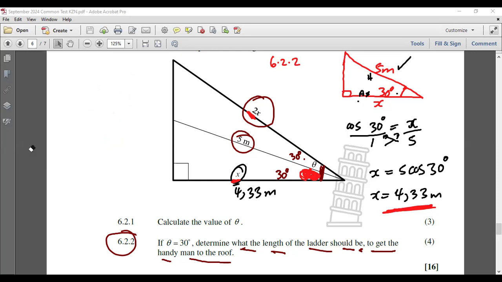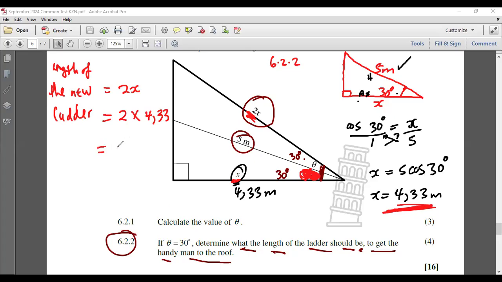Therefore, the length of the ladder can be calculated because the length of the new ladder is given as 2x. So if it is 2x and we calculated x, we have it. 4,33 was going to give us the value of x. I mean, the value of 2x, which is the length of the new ladder. And that was going to be 8,66 in meters. That is the length that we have.